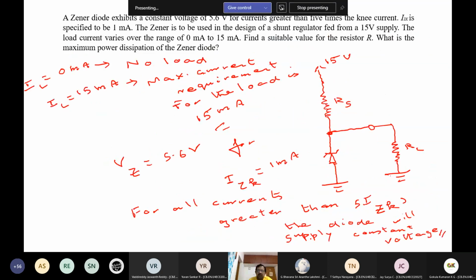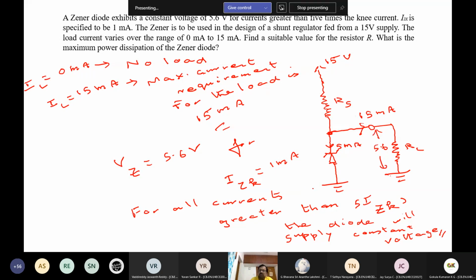so think about this question. What is the suitable value of the series resistor? So the series resistor value has to be in such a manner that I should get 15 milliampere here. Here I must get 5 milliampere. So this fellow, RL, will take 15 milliampere. Okay. Also, I should be able to get 5.6 here. Then only I can get 5.6.